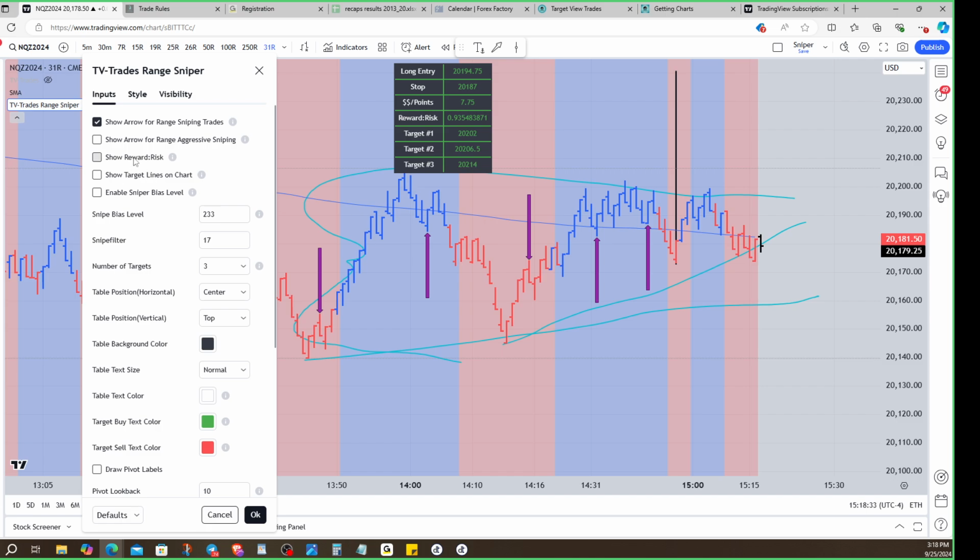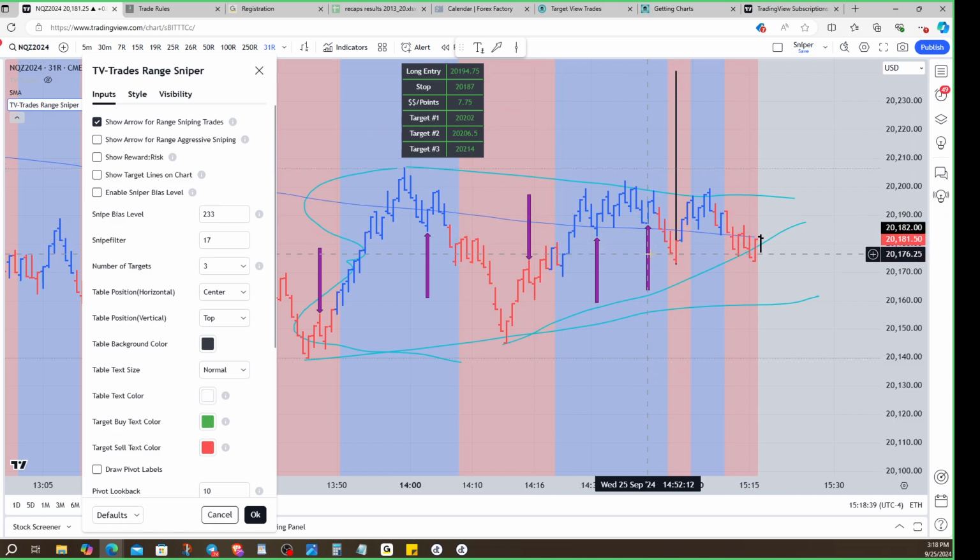This information is based on the last arrow that triggered. All right, the last arrow that triggered. The show target lines on charts is the same thing. The enable bias level is the same thing.